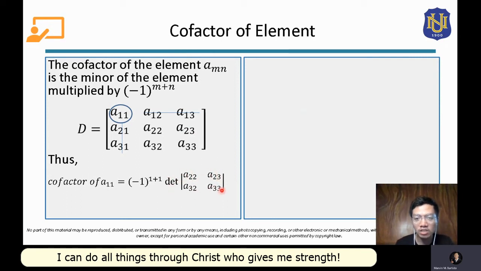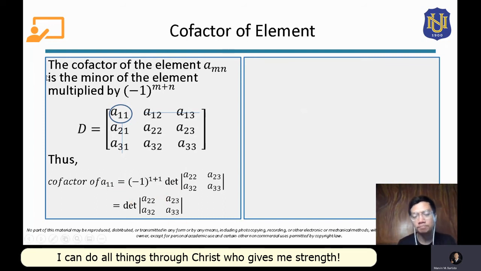After that, we multiply this minor by the formula -1 raised to m plus n. Here, if your element is A11, your m is 1 and your n is 1. So this will be negative 1 raised to 1 plus 1, which is negative 1 squared. And negative 1 squared is just equal to positive 1. So meaning to say, your cofactor for A11 will just be positive 1 times the determinant of this.